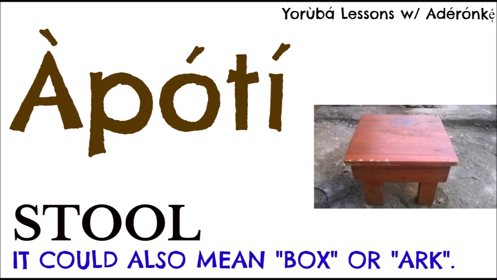Obviously we have many types, but back then we used to have, and it even still exists, in African societies, apart from just the Yoruba ones, a short-legged stool. It's a stool with four legs, but the legs are short. It's called akpoti, and it looks just like that, as you can see in the image. Akpoti can also mean box, a box for clothes or box for anything, especially a wooden box. And it can also mean ark.